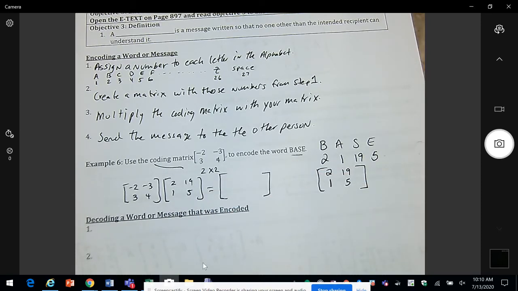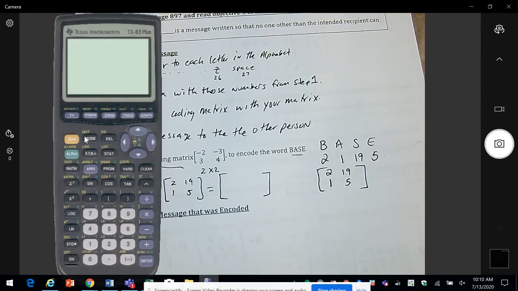And I'm just going to use a calculator. So I'm going to go second quit. Second matrix. And I'm going to edit the first one. So we want to edit A. This would be a 2x2. And A is going to be my coding matrix. So -2, -3, 3, and 4.